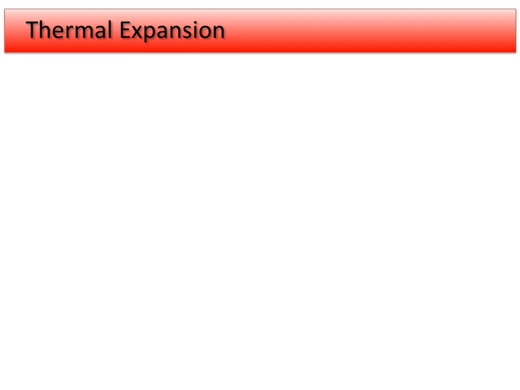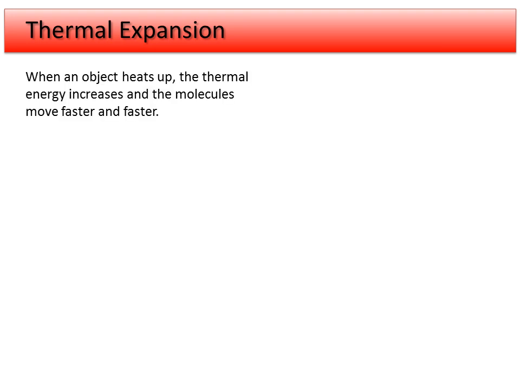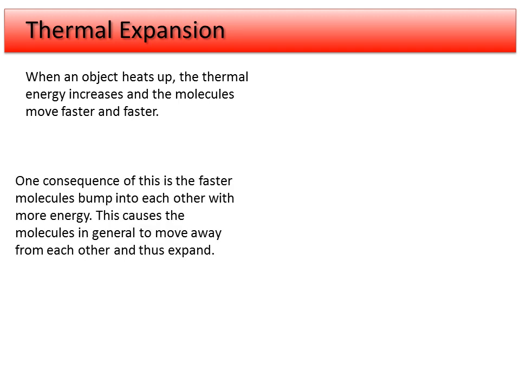One of the repercussions of our microscopic view of thermodynamics is thermal expansion. So if we know that these molecules, when we heat them up, move faster, they bounce into each other more often, and they actually spread out. Because they keep bouncing into each other, they spread out.